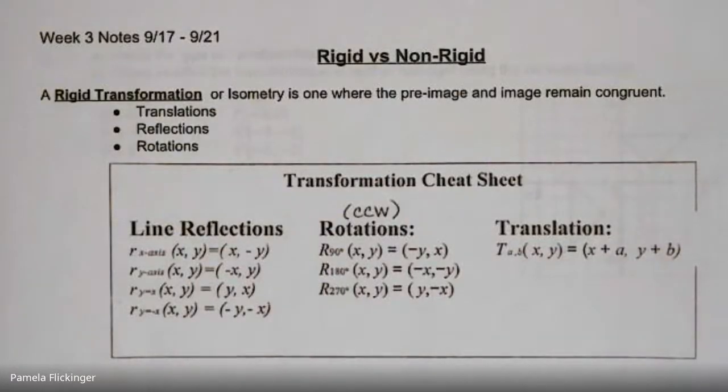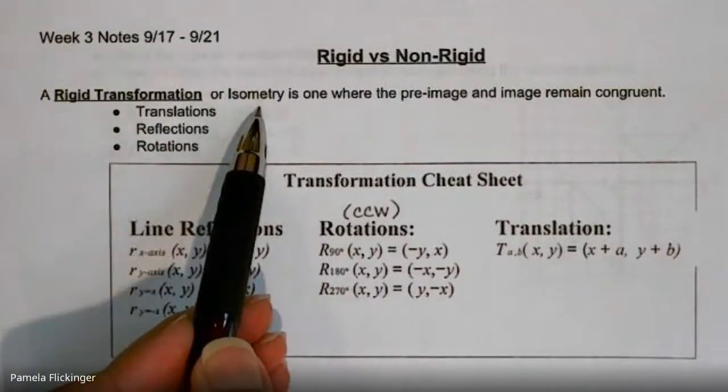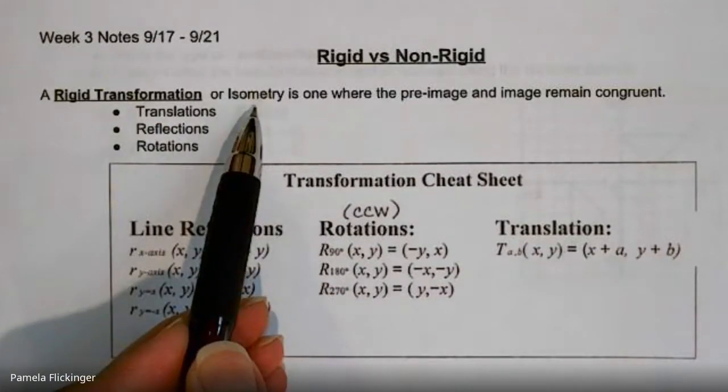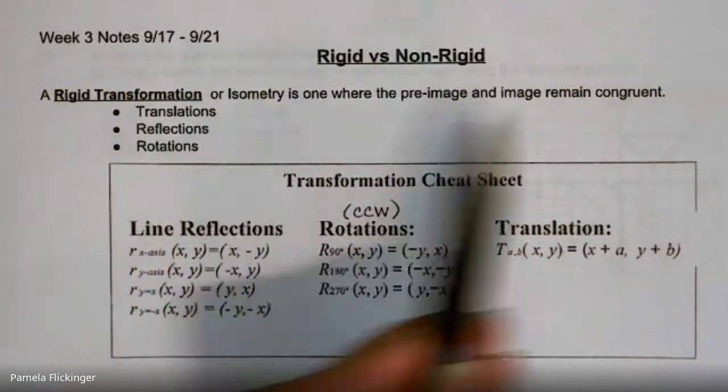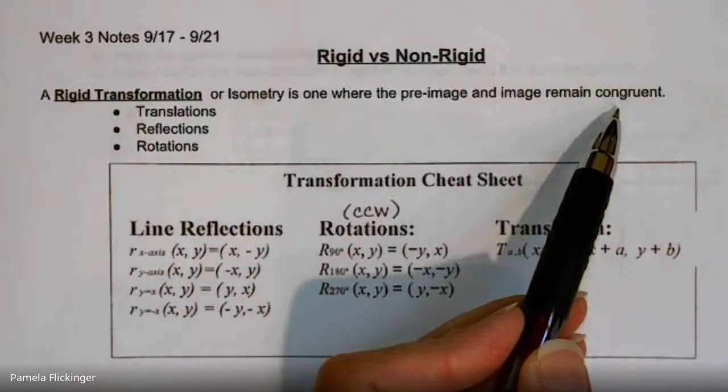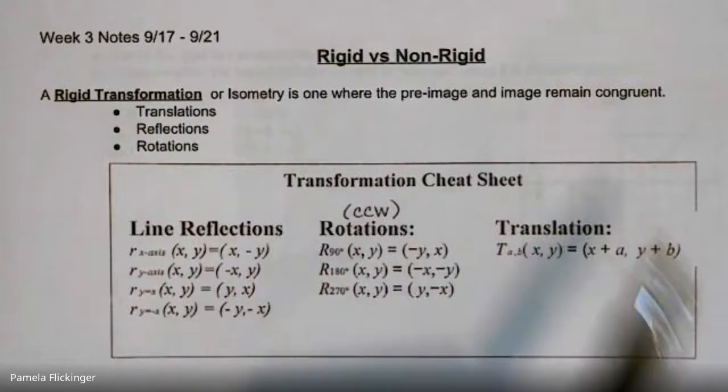Right, so today we're going to talk about rigid versus non-rigid transformations. Now, we've already talked about 3 rigid ones. The word rigid simply means congruent. So a rigid transformation will also be known as an isometry, and that's where your preimage and your image do remain congruent. So we've talked about translations, reflections, and rotations.